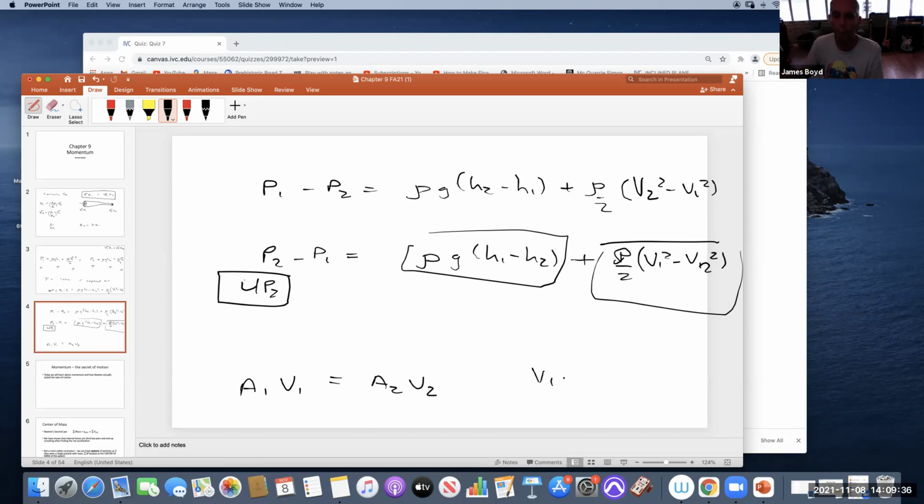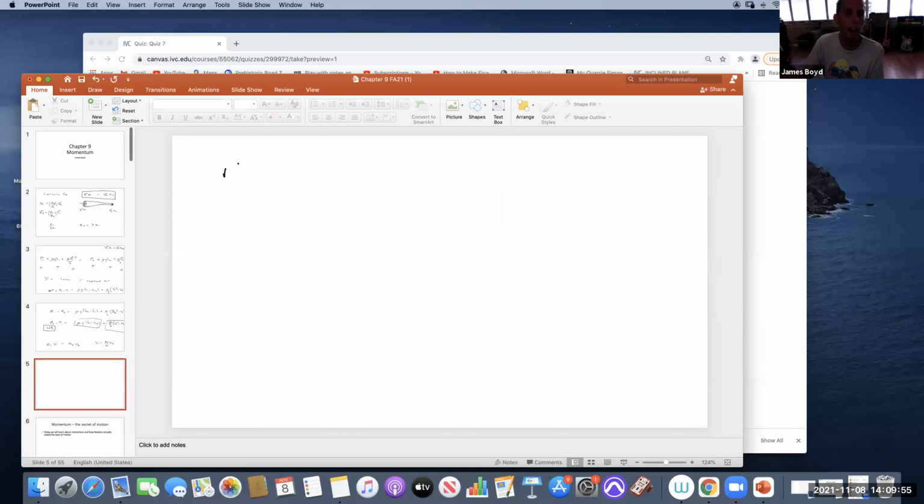And we know that V1 is A2 over A1 times V2. I don't want you to assume V2 is 5 meters per second. I just want you to put that in for V1. So what you'll get is something that looks like this. 4 times whatever pressure you find. Sorry, this would be P1. Let me rewrite that a little bit.